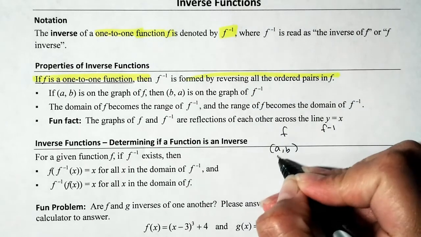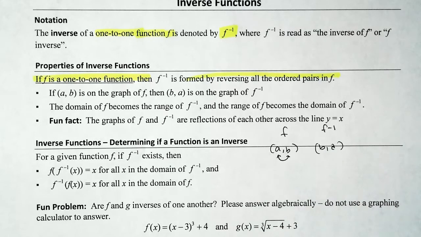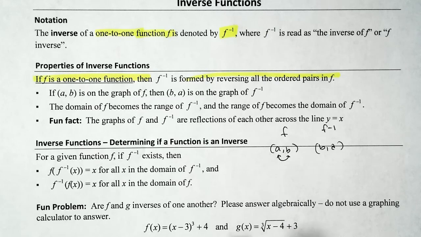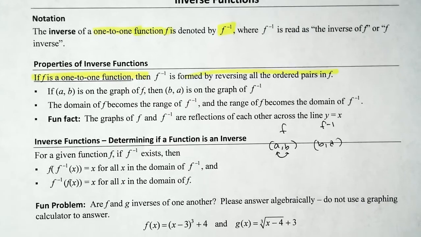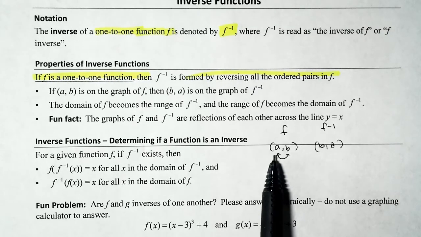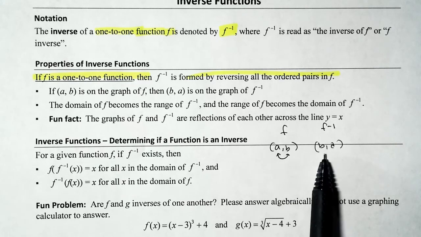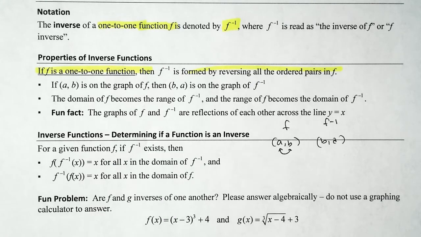So when we switch these two, that will give us (b, a). The moral of the story is this: if (a, b) is in f, then when we switch places, because we're reversing the order, then (b, a) will be in the inverse. So on that note, the domain in f becomes the range in the inverse, and the range in f becomes the domain in the inverse. And then a fun fact, which we will illustrate in a later example: if we were to graph these, then the graphs of f and its inverse will be reflections of each other about the line y equals x.